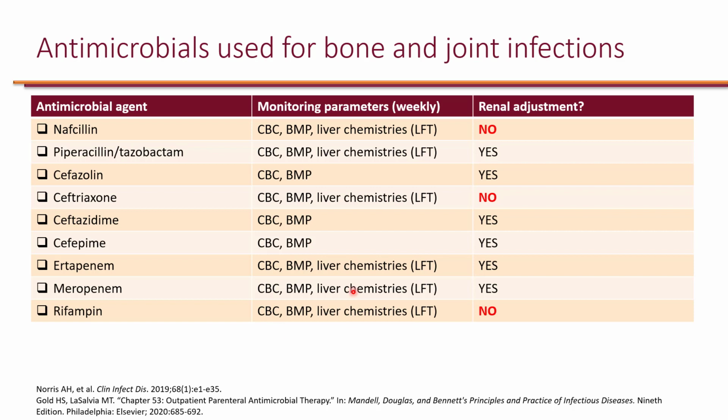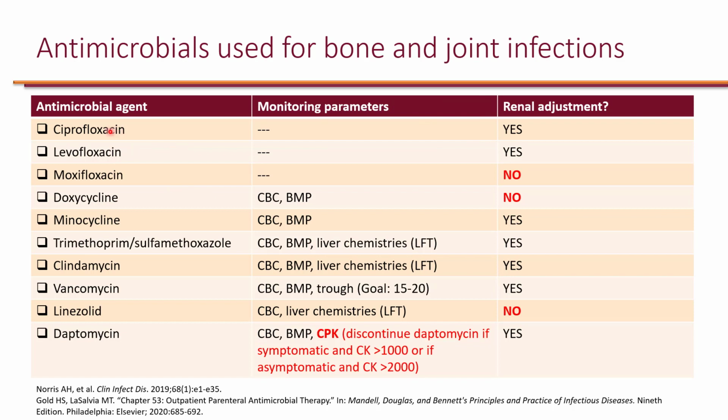agents. For some of these agents that are more likely to assault the liver, chemistries are also recommended to be monitored weekly. And of course, nafcillin, ceftriaxone, and rifampin are not renally adjusted. Now, on this list, every agent is available as oral formulation with the exception of vancomycin and daptomycin. So vancomycin and daptomycin must be given as IV for the treatment of bone and joint infections.